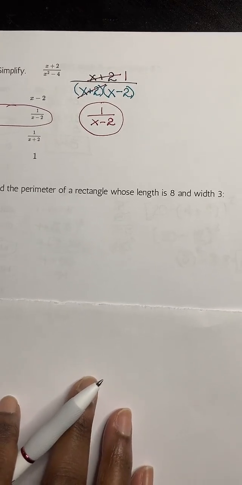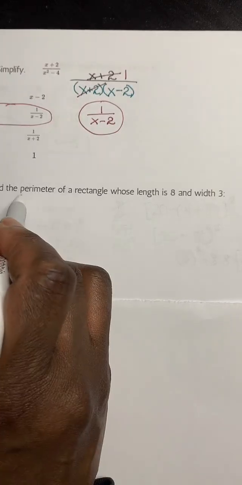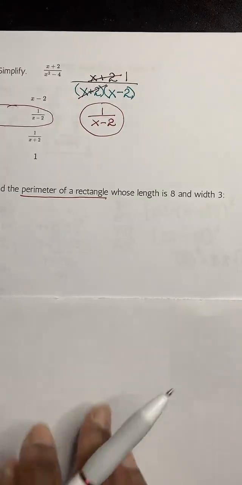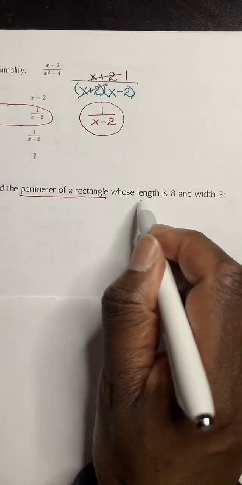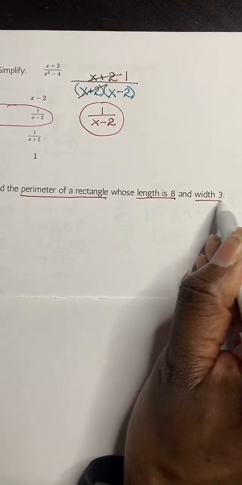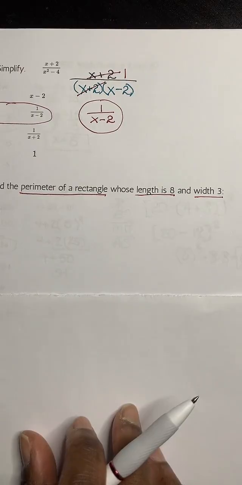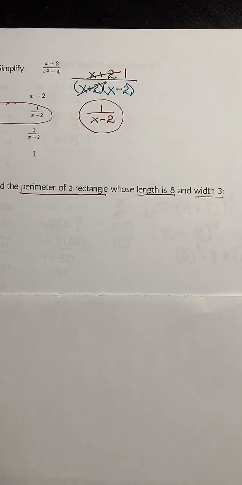Okay, so for the next one, we want to find the perimeter of a rectangle, whose length is 8 and width is 3. What is the perimeter of a triangle whose length is 8 and width is 3? Rectangle. I think I said triangle. Rectangle. Sorry. It's getting kind of loopy now.